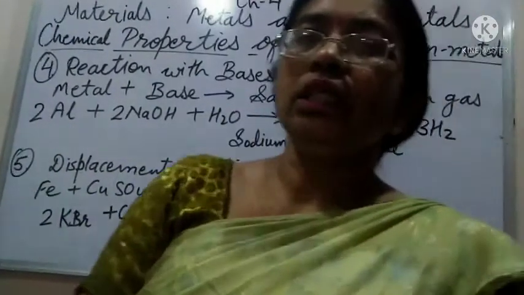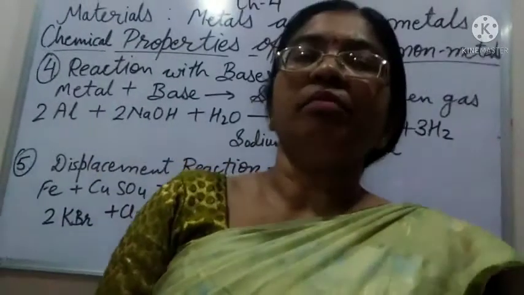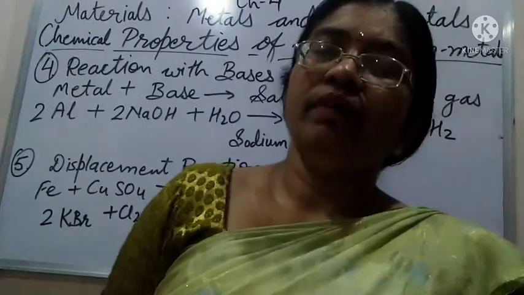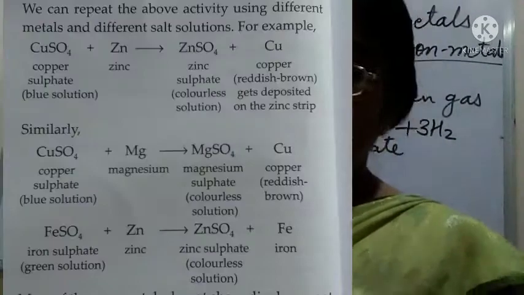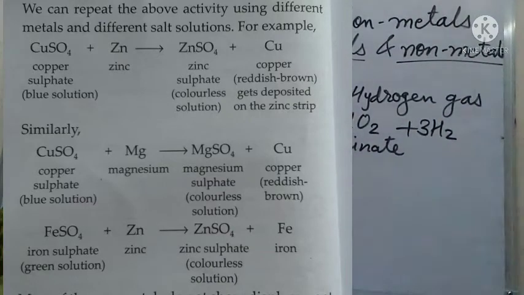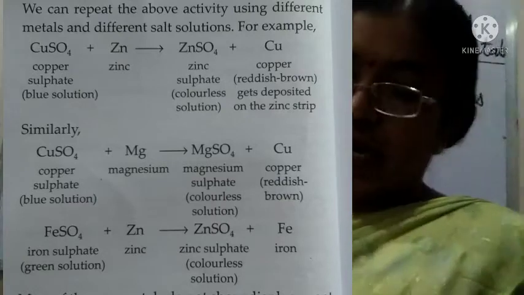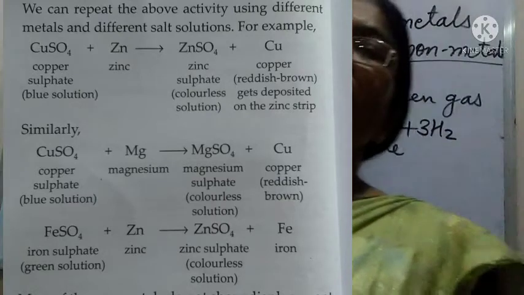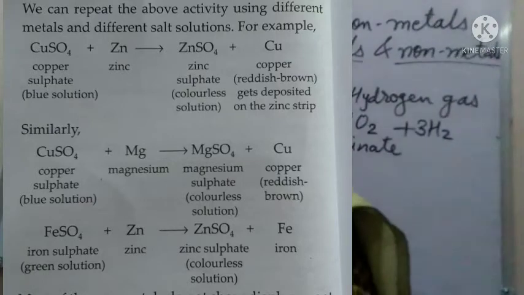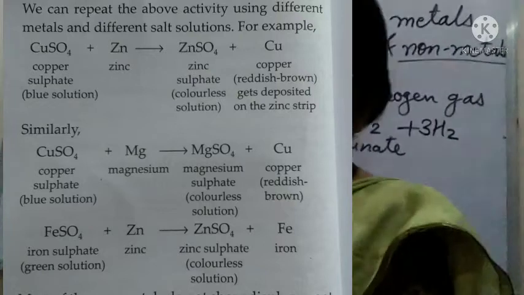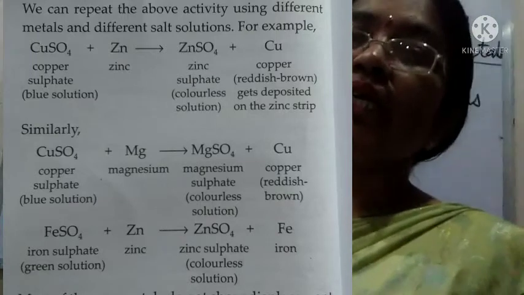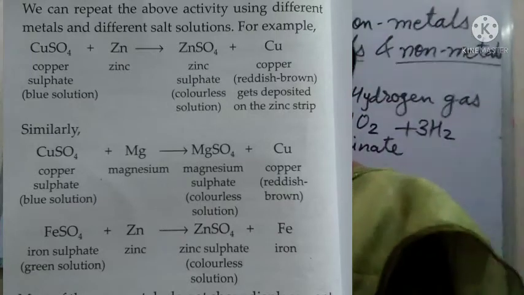Now if we repeat this activity with other metals like zinc, magnesium, etc., they will also displace the copper, because copper is less reactive than zinc and magnesium. If we take ferrous sulfate in place of copper sulfate and react it with zinc granules or zinc metal, then zinc sulfate will be formed and iron will come out, because iron is less reactive than zinc.